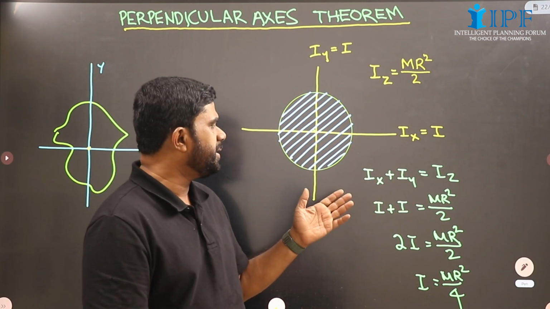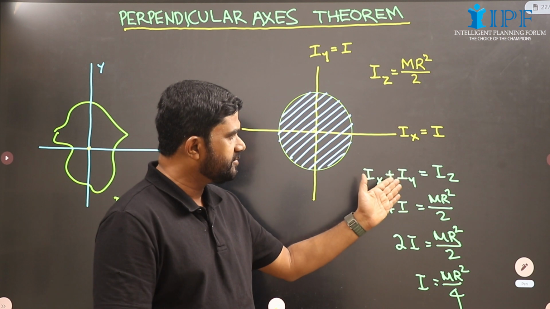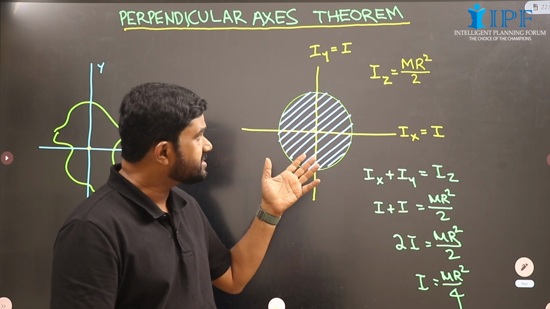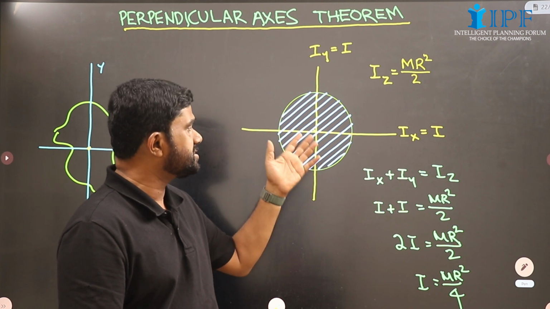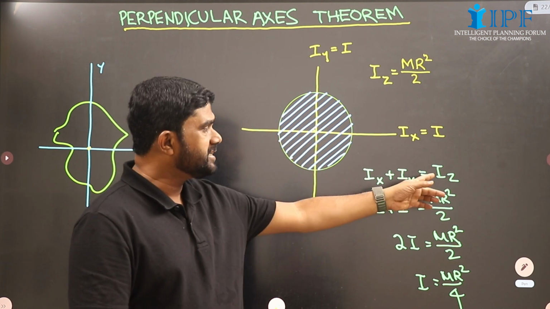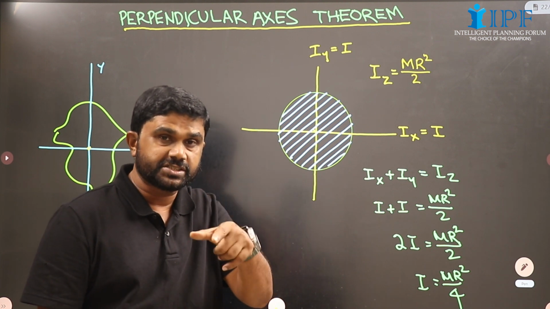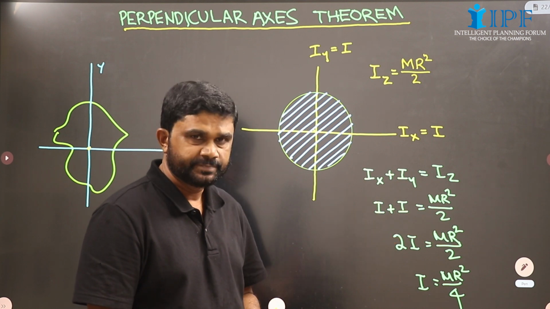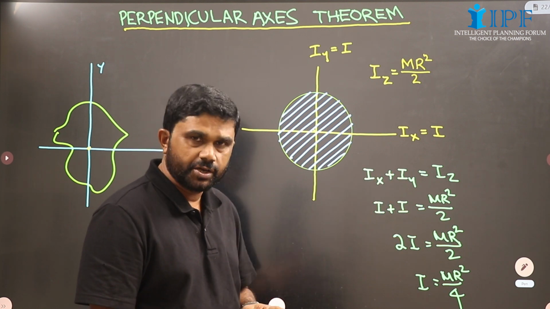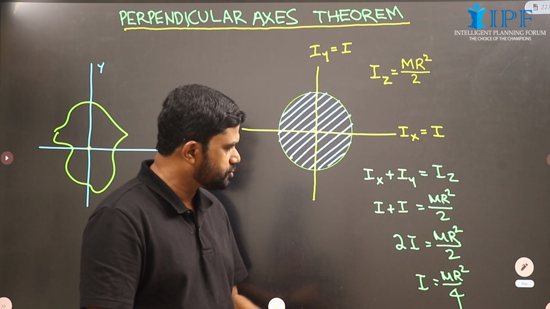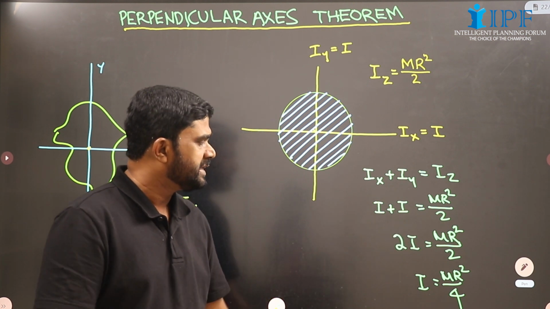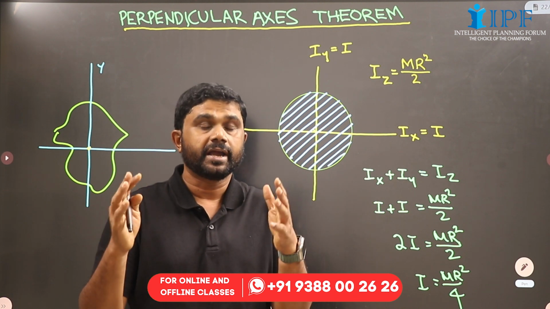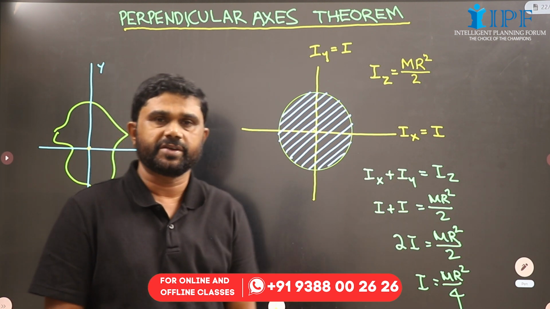We have the perpendicular axis theorem, Ix plus Iy equal to Iz. Here the disk is in the xy plane and the x and y axes intersect at the center of the disk. So Iz is normal to the plane of the disk and passes through its center, so the moment of inertia Iz will be mr square by 2. Ix equal to I and Iy equal to I, the moment of inertia about a diameter. So we get 2I equal to mr square by 2, and the moment of inertia of a disk of mass m and radius r about a diameter is mr square by 4.